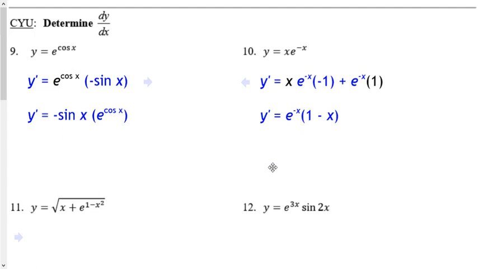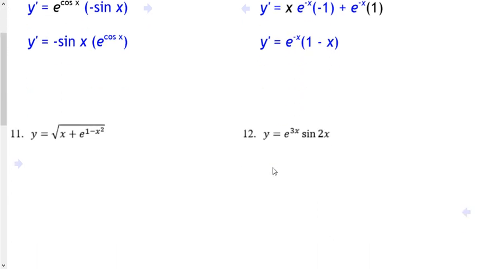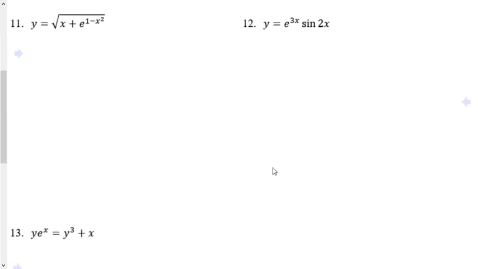Next one, my outermost function is a square root. So I'll bring the half down in front. So we'll see multiple steps here. Bring the half down in front. And then we'll subtract 1 from the exponent. So we have that negative half. Inside function stays unchanged. Times the derivative of the inside, derivative of x is 1.